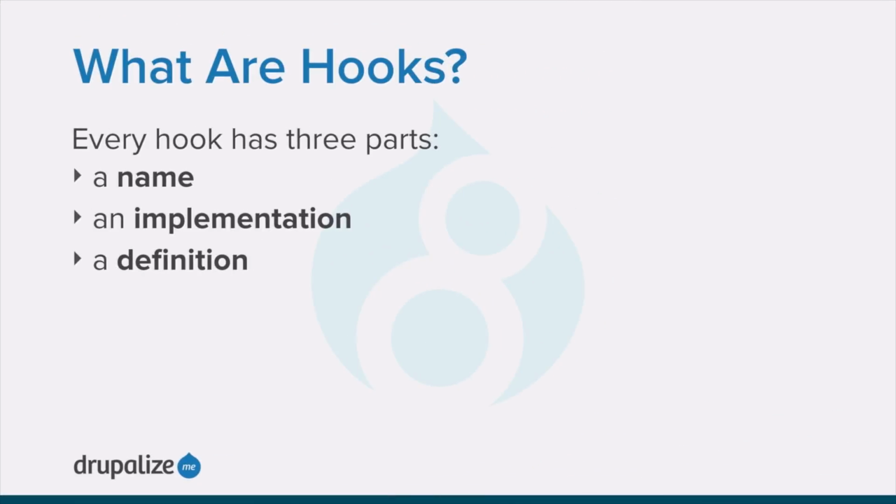Every individual hook consists of three main parts: a unique name. Hook names always start with the word hook and contain lowercase alphanumeric characters and underscores. Remember, they're going to become the name of a PHP function. A definition, which is the documentation that tells developers when the hook is triggered and what the parameters are and what, if any, return value is expected. And an implementation, the code responsible for triggering the hook at the appropriate time.